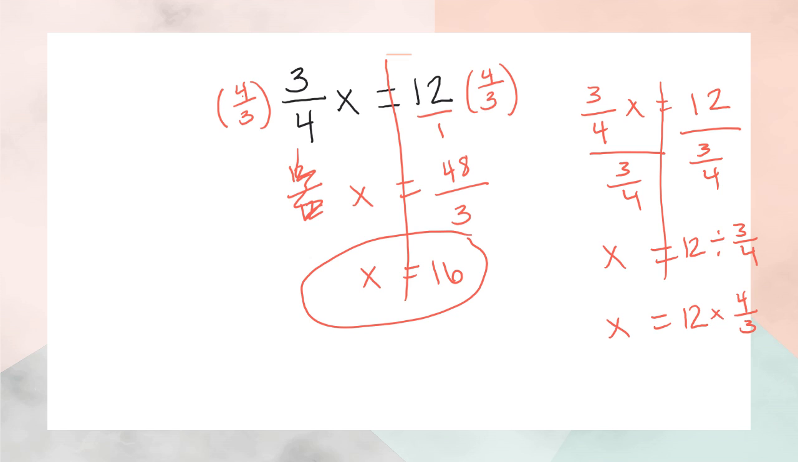So either way, you still get 12 times 4/3, even if you do the dividing. So either way, we get that x equals 16. So it's a lot easier to just multiply by the reciprocal to begin with.